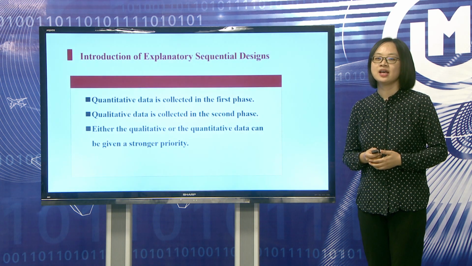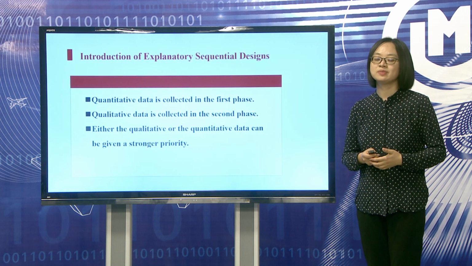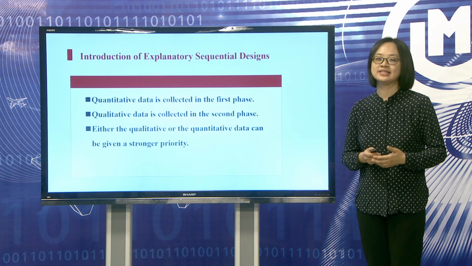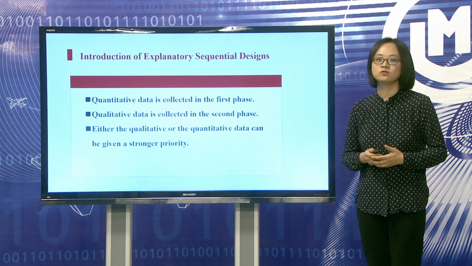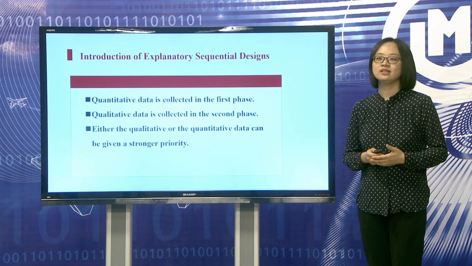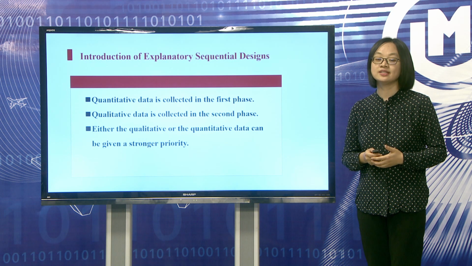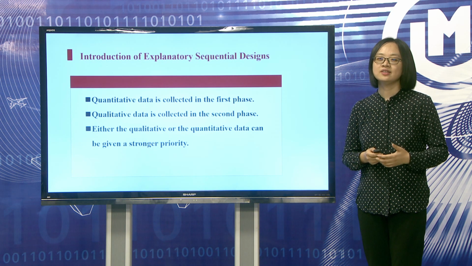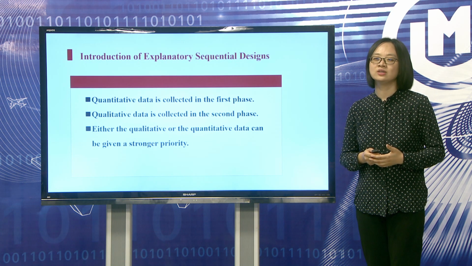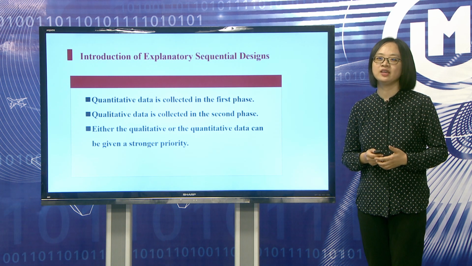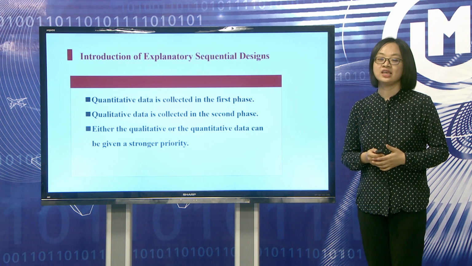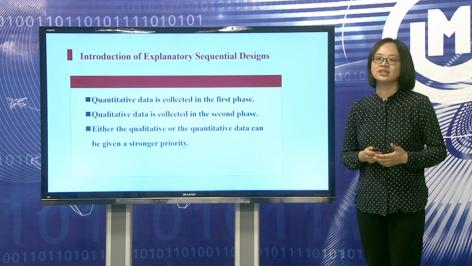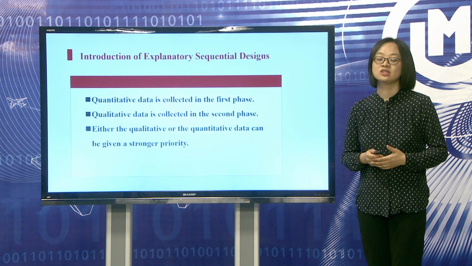At first, I will introduce the explanatory sequential designs. In these designs, quantitative data is collected in the first phase, and qualitative data is collected in the second phase. Either the quantitative or the qualitative data can be given a stronger priority. That is to say, either the qualitative phase can be dominant.